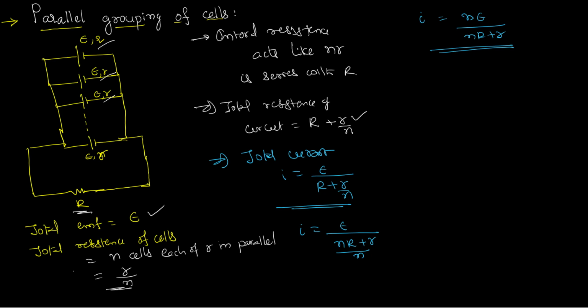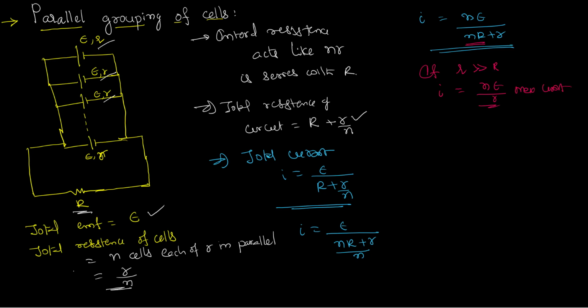So when can we prefer this kind of parallel grouping? Let us try to understand that. What happens if internal resistance is much bigger than the external resistance? Then I can ignore this nR. I will become nE by r, which gives a maximum current.